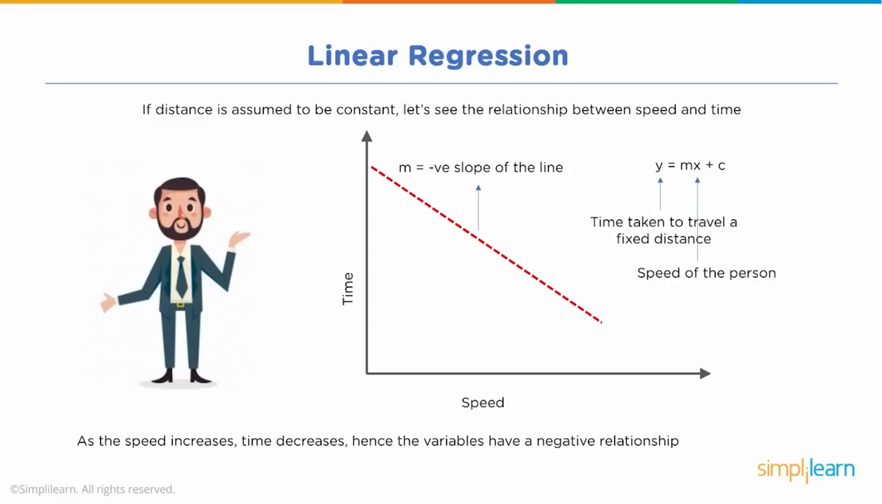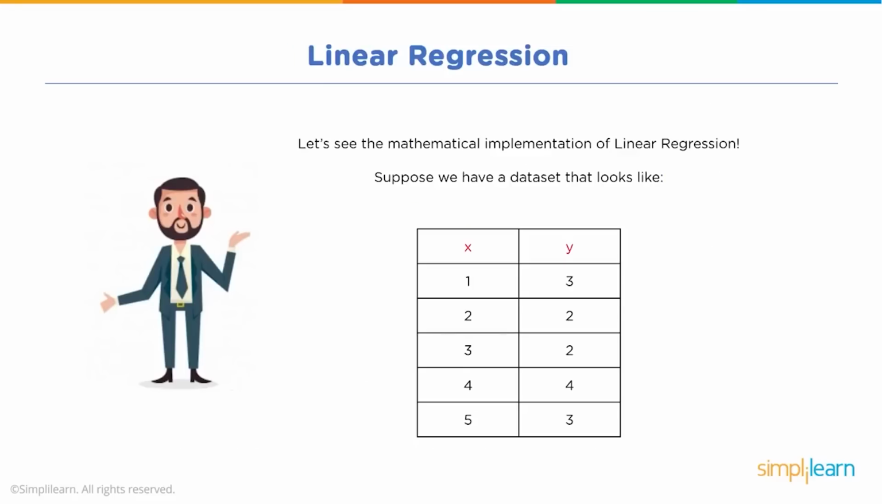So now your m equals a minus, a negative slope of the line. As the speed increases, time decreases. Hence the variables have a negative relationship. Again, there's our definition: positive relationship and negative relationship, dependent on the slope of the line. And with a simple formula like this, and even a significant amount of data, let's see the mathematical implementation of linear regression. And we'll take this data.